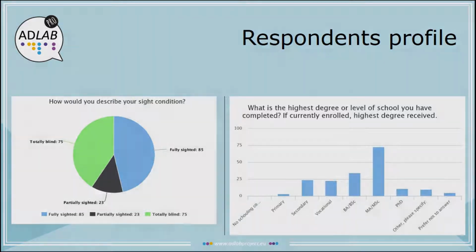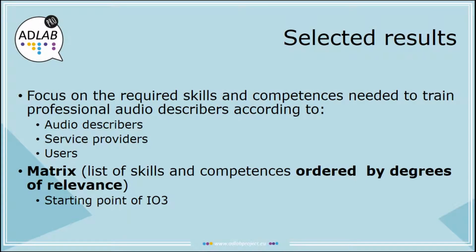Okay, and selected results. As I said, with the questionnaire, we focused on the required skills and competences needed to train professional audio describers, and we asked these people what are the most important skills and competences according to them, in order for us to see what are the most relevant according to professionals and what are the most relevant according to users.